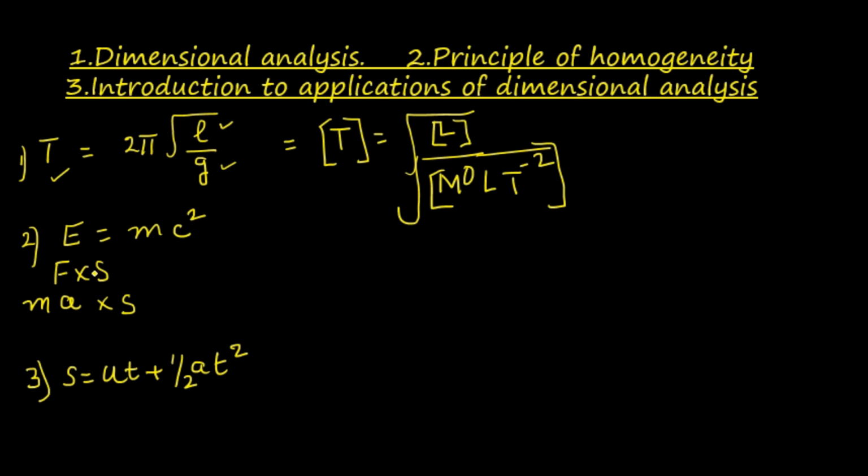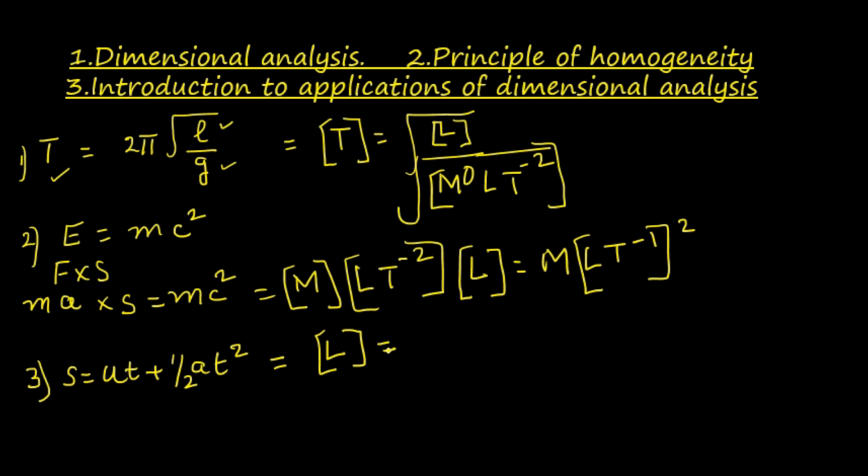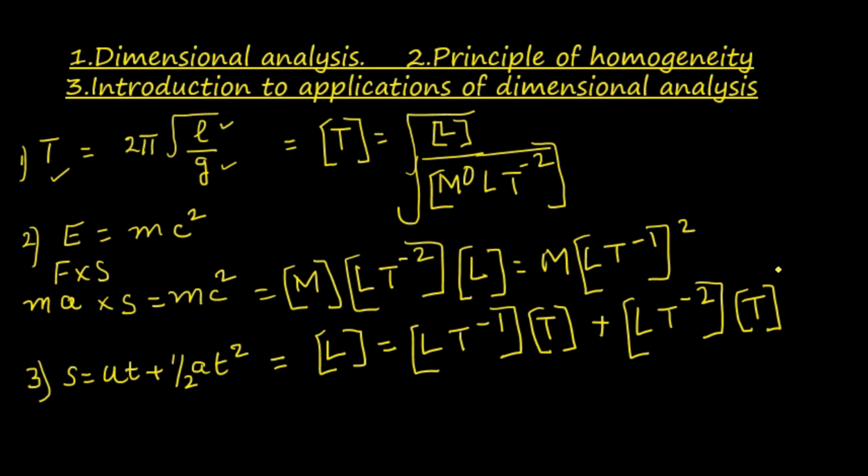Okay, we will take up the second one. We have to consider all these quantities. M for mass, L T raised to minus 2 for acceleration and then L for S is equal to M into c square, velocity square. Velocity is L T raised to minus 1 raised to 2. So this is the dimensional analysis for this equation. What about the last one? For S, it is L, initial velocity L T raised to minus 1 into T plus half has no dimension, acceleration is L T raised to minus 2 into T square, T raised to 2. So these are the dimensions for this equation. So this is called dimensional analysis.